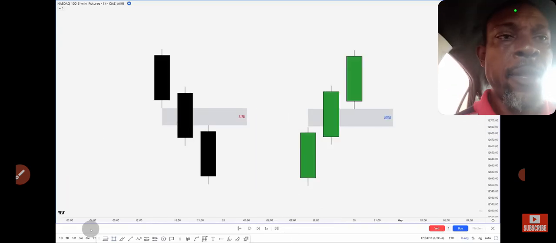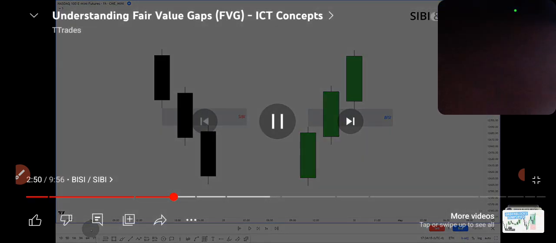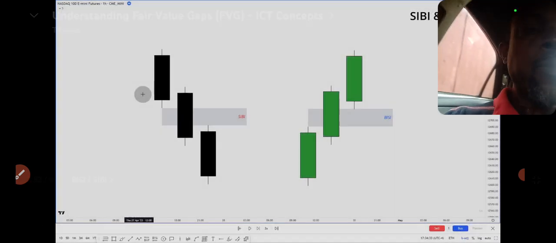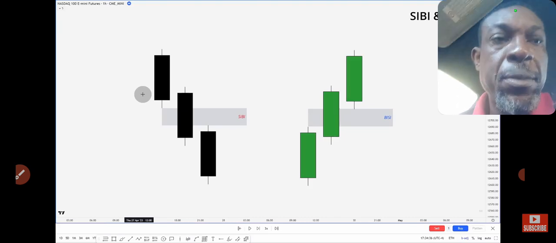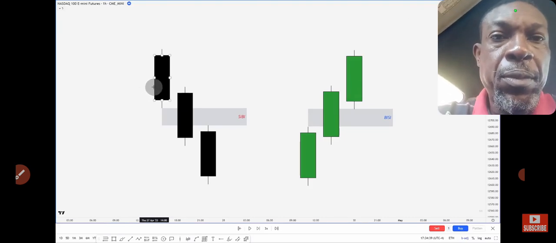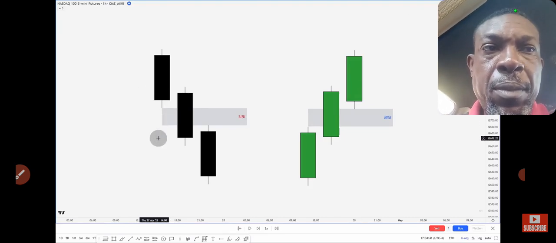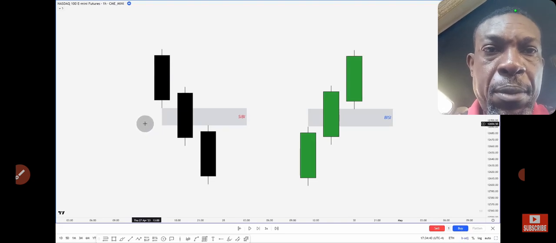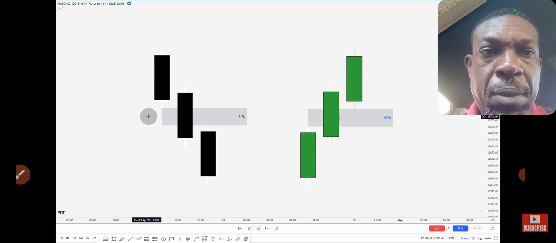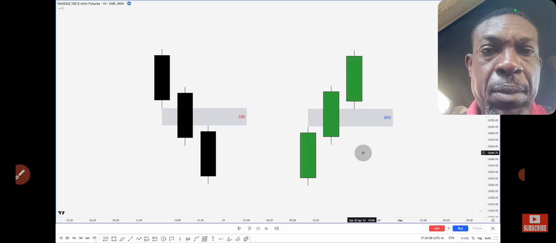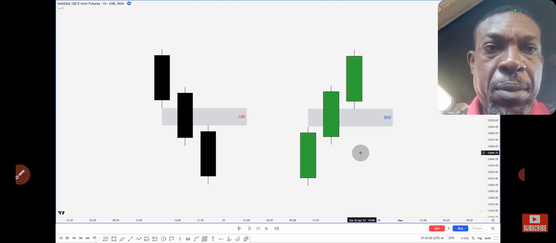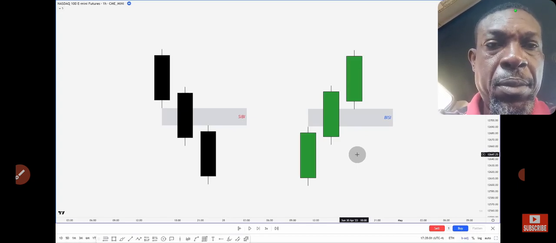The next thing we are going to go over are SIBIs and BISIs. A SIBI is a sell-side imbalance, buy-side inefficiency. What does that mean? It means that sell-side was offered, but buy-side wasn't, so it is inefficient, or simply put, a bearish fair value gap. A BISI is a buy-side imbalance, sell-side inefficiency. This means that buy-side was offered, but sell-side wasn't, so it is inefficient, or a bullish fair value gap.